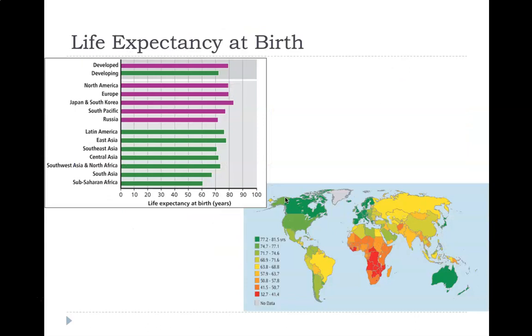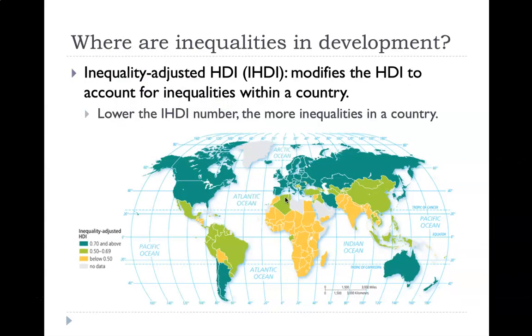All right, so there's life expectancy at birth. Again, we look at developing and developed, right, as well. All right, and we see that. We look at inequalities, right? We look at inequality adjusted HDI or IHDI. It modifies the HDI to account for inequalities within a country, right? So the lower the HDI number, the more inequalities within a country. And it looks a lot like an HDI map, but it does take into account what happens within a country, right? If there's pockets of development, if there's economic backwaters, if there's things like that.